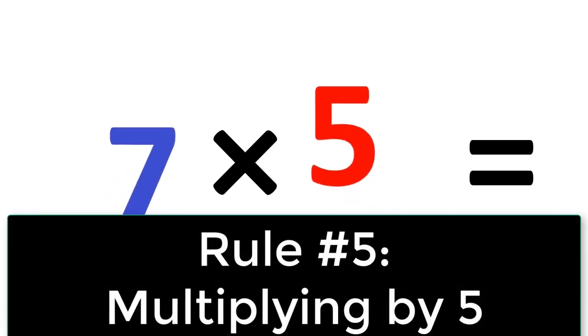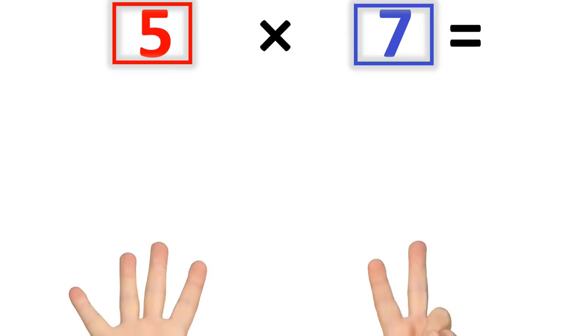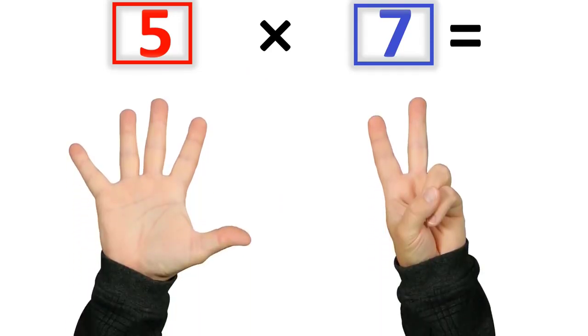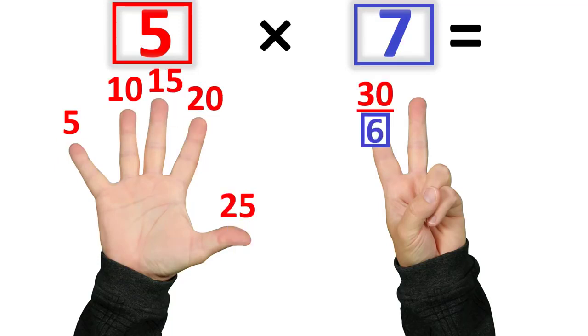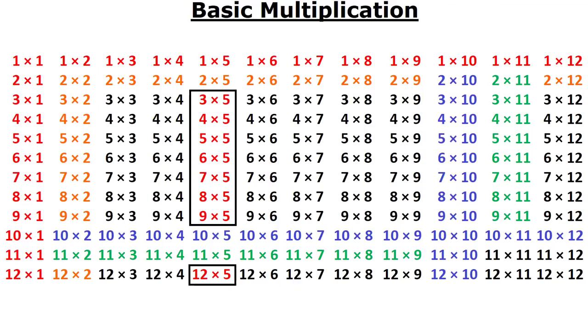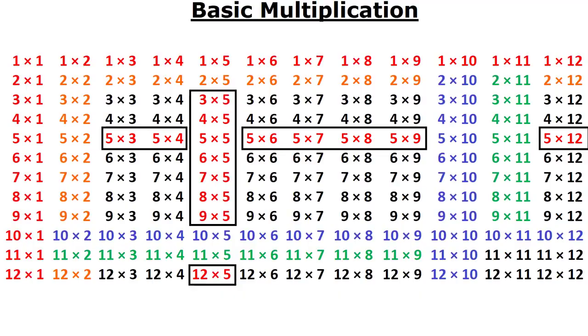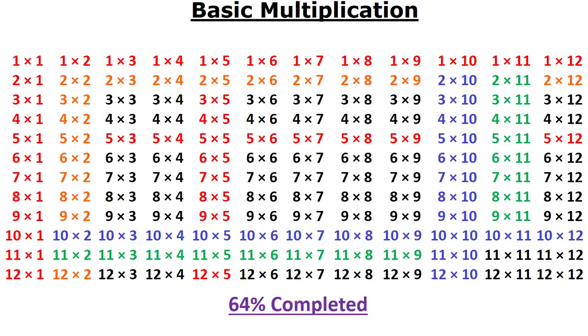It gets better. So for rule 5, we're going to look at the number 5. And once again, we're going to use skip counting, because 5 is one of the easiest numbers to skip count by. So when you have 7 times 5, that just means you're counting by 5 7 times. So 7 times 5 just means you go 5, 10, 15, 20, 25, 30, and on the 7th one, you stop at 35. Pretty simple, right? Well, now that you know 1 times 5 all the way to 12 times 5, that means you also know 5 times 1 all the way to 5 times 12. So in total, you now know 92 multiplication facts from just 5 rules, and there's only 52 remaining.